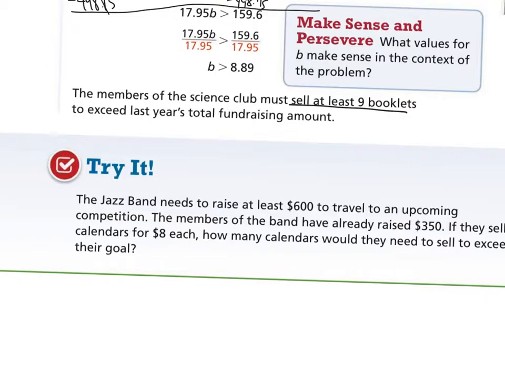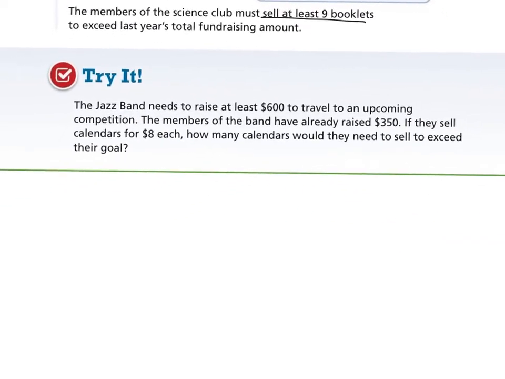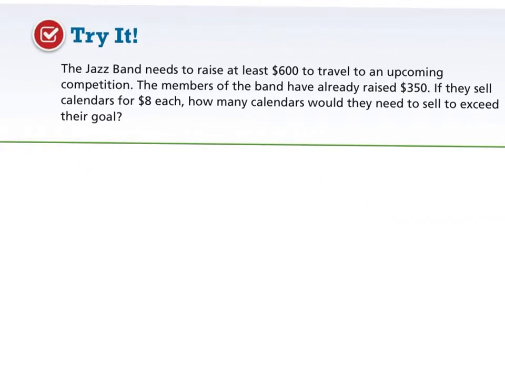So we look at the try it. The jazz band needs to raise at least $600 to travel to an upcoming competition. The members of the band have already raised $350. They sell calendars for $8 each. How many calendars would they need to sell to exceed their goal?